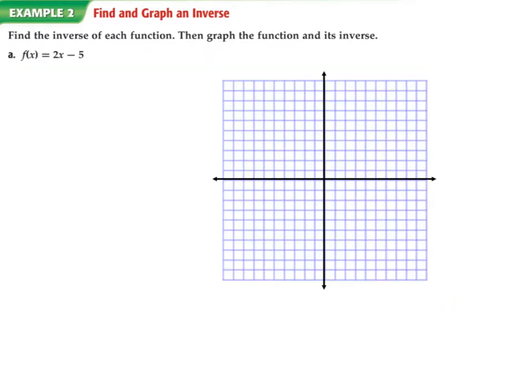In example 2, we're going to be finding the inverse of the function and graphing the function and its inverse. I'm going to plot that original graph first. In my equation y equals mx plus b, the b is going to be the y-intercept. In this case, negative 5 is my y-intercept, so I'm going to plot that. Then my slope is 2 over 1, so I move up 2 over 1, up 2 over 1, and so on. So I can draw my line.